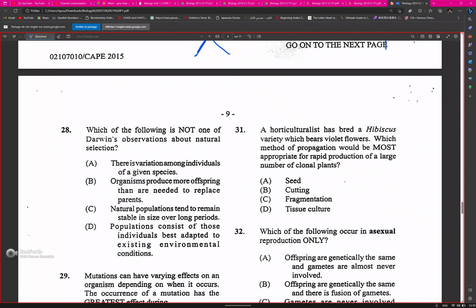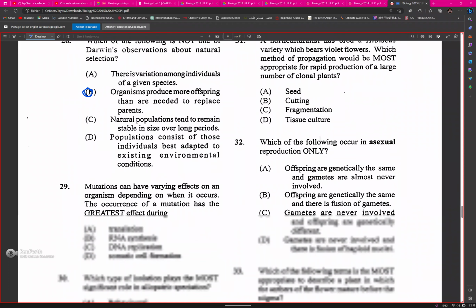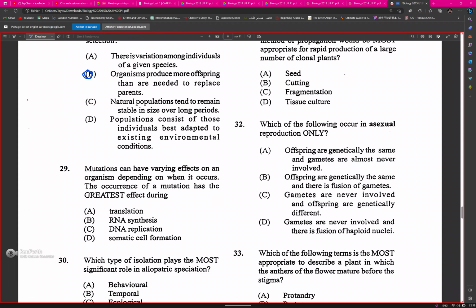28. Which of the following is not one of Darwin's observations about natural selection? D. A. There is a variation among individuals. D. Okay, B. But that's not true of their observation. 29. Mutations can have varying effects on an organism depending on when it occurs. The occurrence of a mutation has the greatest effect during.